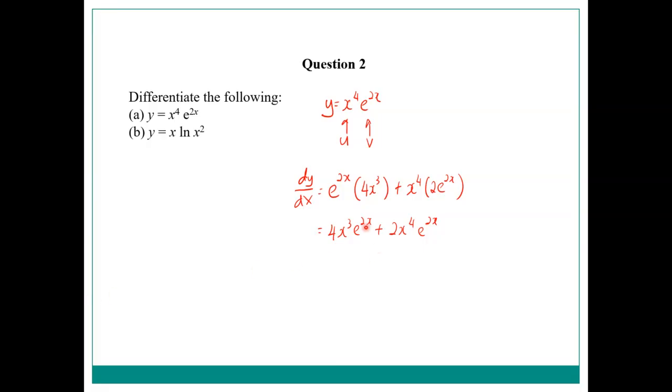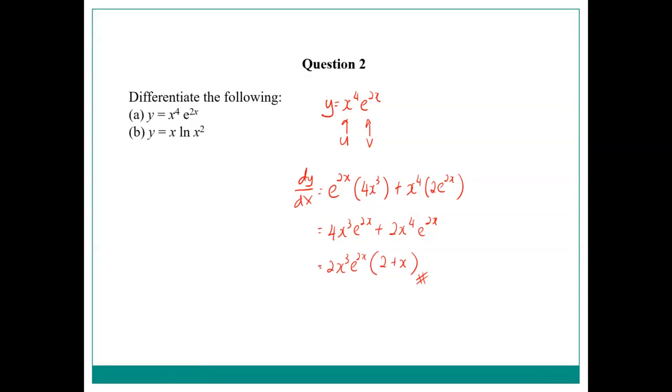So I can factorize out e^(2x). Here I got x cubed, here I got x^4, which means I can factorize x cubed as well. This term I got 4 and this term I got 2, so the factor of 4 and 2 is 2. So I can factor out 2 as well. So my final answer and the simplest form for this is 2x cubed e^(2x) (2 plus x). That's all.